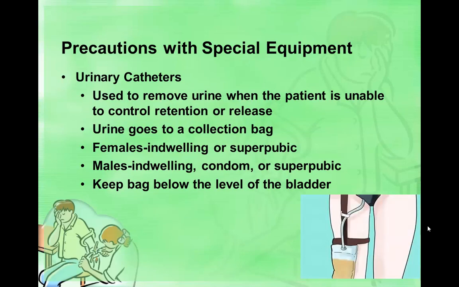Urine catheters are used to remove urine when the patient is unable to control the retention or release. Urine goes to the collection bag. Females can have indwelling or suprapubic catheters. Males have indwelling, condom caths, or suprapubic catheters. A suprapubic catheter goes directly into the bladder, then outside of the body. You need to make sure you keep the catheter bag below the level of the bladder so as to not have the urine flow back into the bladder and cause a urinary tract infection.